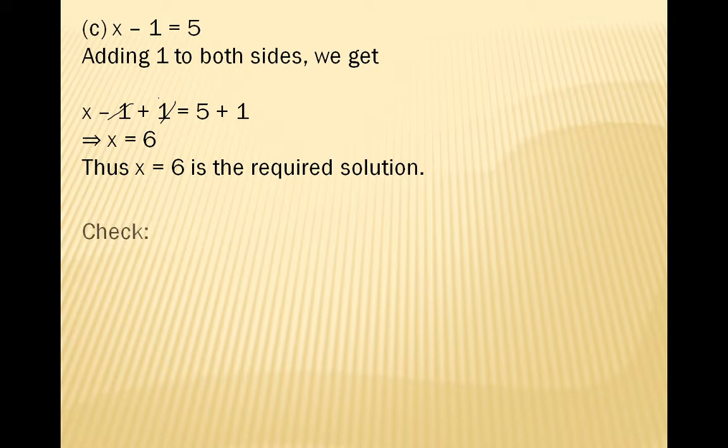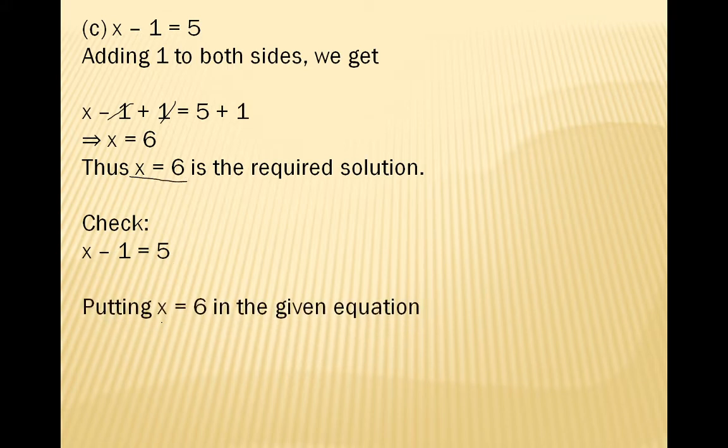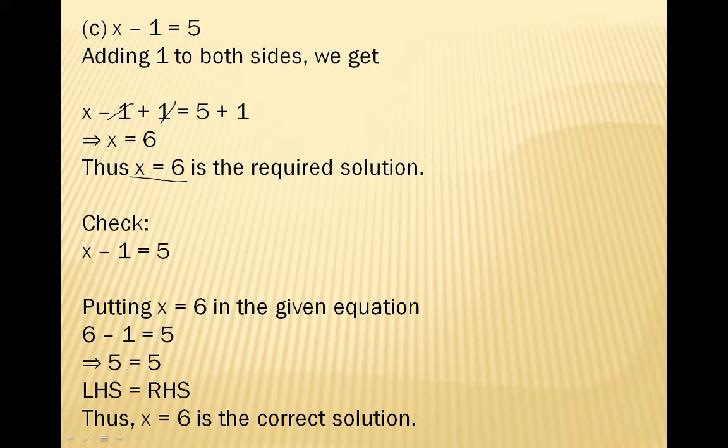And how can we check this? Look at here carefully. Now we are going to substitute this value of x, that is 6, in the given equation. That is 6 minus 1, we get here 5, and 5 is equal to 5, that is LHS is equal to RHS. So we can say that x is equal to 6 is the correct solution.